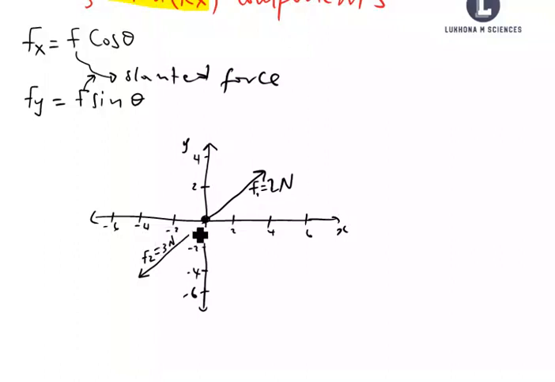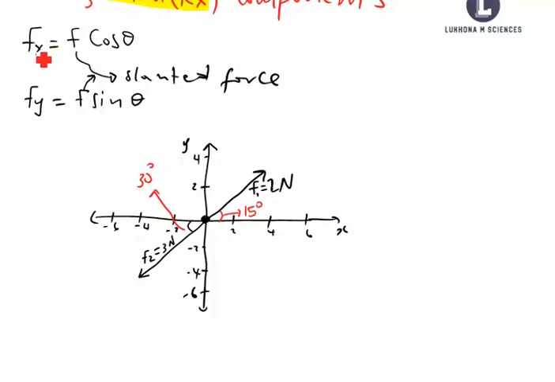Then the angle is given. Let's say this angle is, for example, 30 degrees. And this angle, let's say, is 15 degrees. Now the question says calculate the resultant force. The first thing that we need to do is to resolve the components. Okay, we are going to resolve the components.